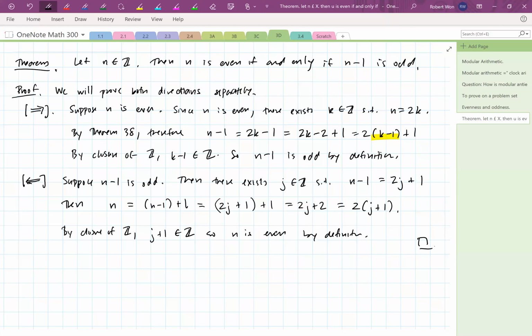Now I've proven that n is even if and only if n minus 1 is odd. I am ready to prove the main theorem, which is that every integer is even or odd, but not both. Let me first discuss the strategy of how we're going to prove this. The next theorem, which will be on the next slide, is: every integer is even or odd, but not both.